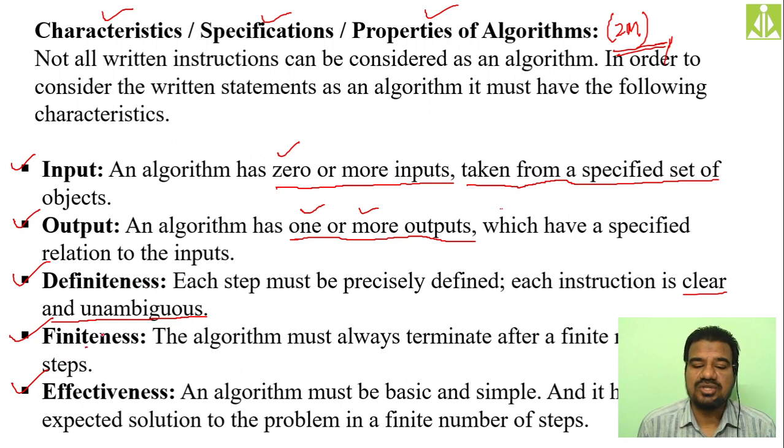Then finiteness, already we discussed it. The algorithm must always terminate after a finite number of steps. Finiteness means the algorithm should have countable steps and it should terminate after some finite amount of time. It should not be such that you have started the processing of an algorithm and it is a never ending process. If it is like that, nobody will opt such an algorithm, isn't it?